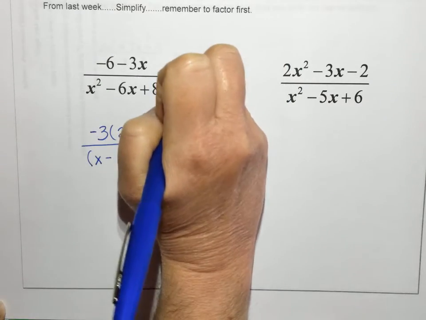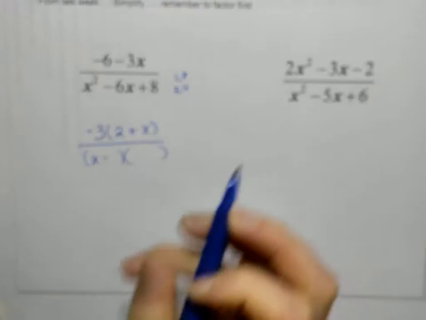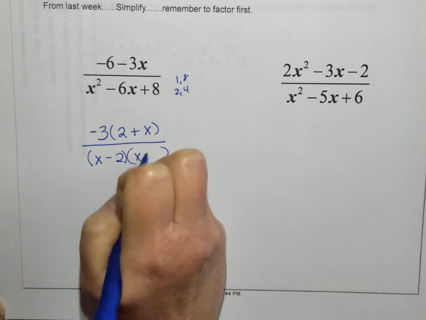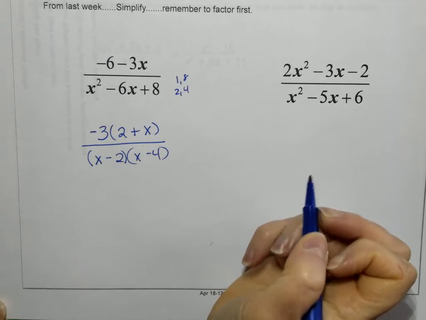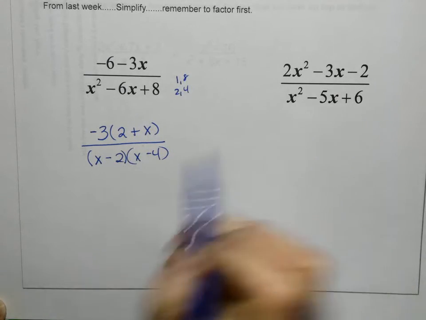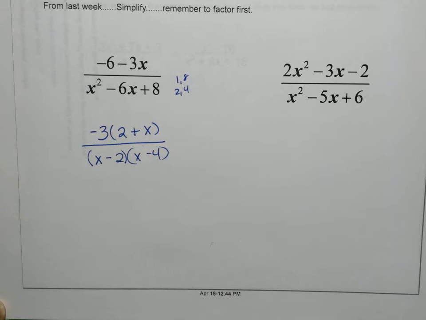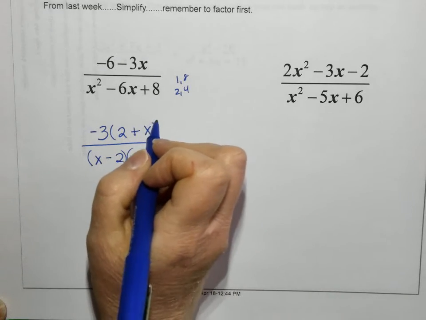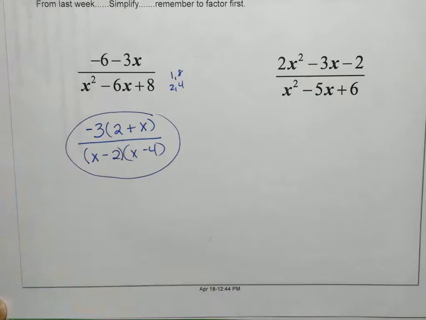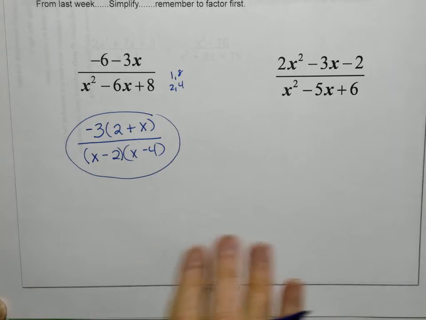8's factors are 1 and 8 and 2 and 4. It looks like minus 2x minus 4. Okay. That gives me my -6. I'm good. So now I'm looking at it, and guess what? This one does not go any further. This is our answer. That's a cheap shot.